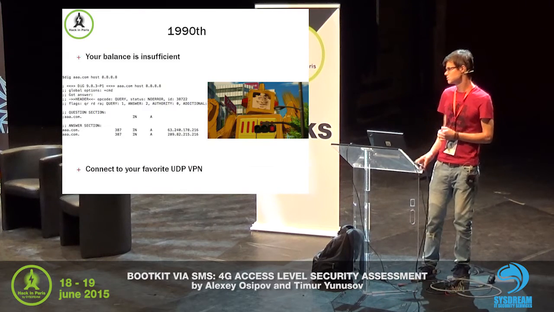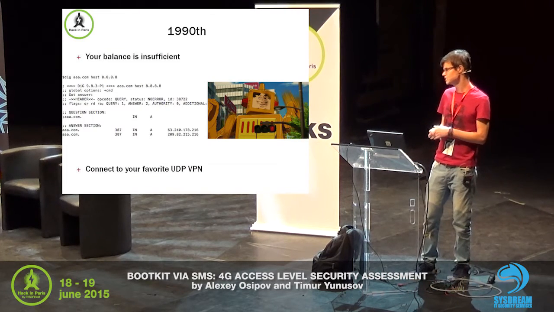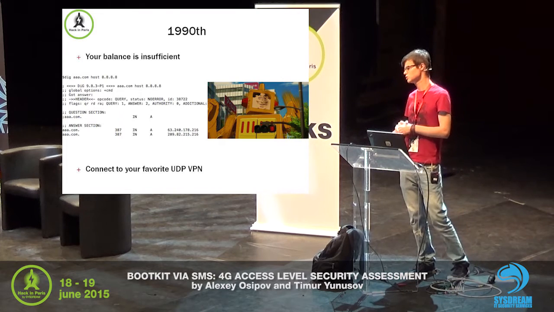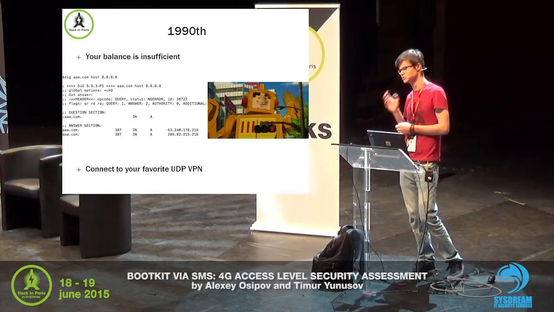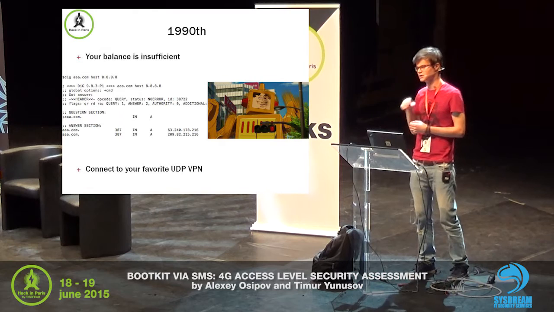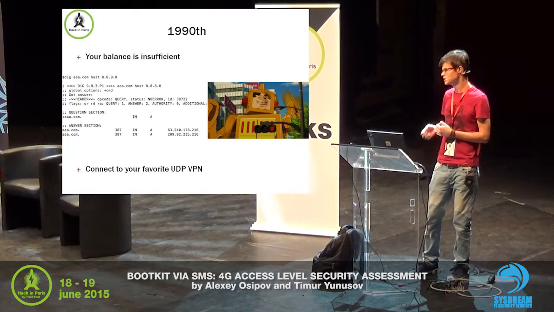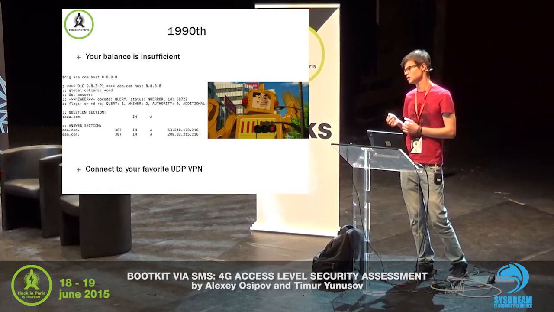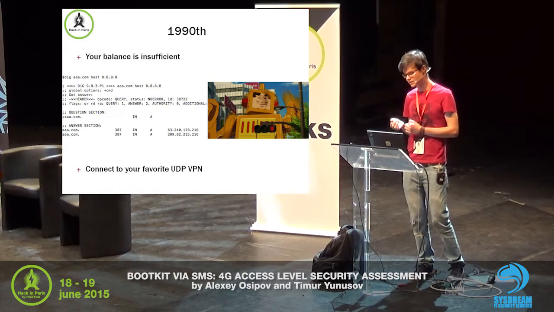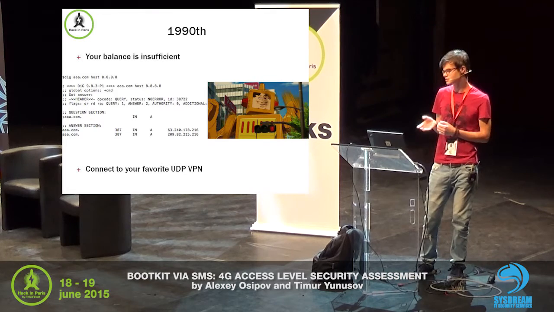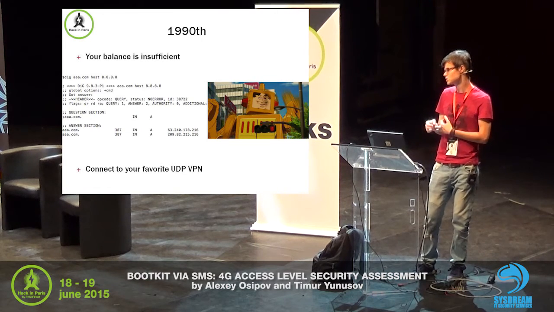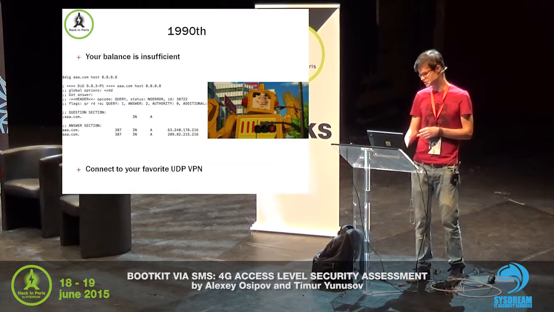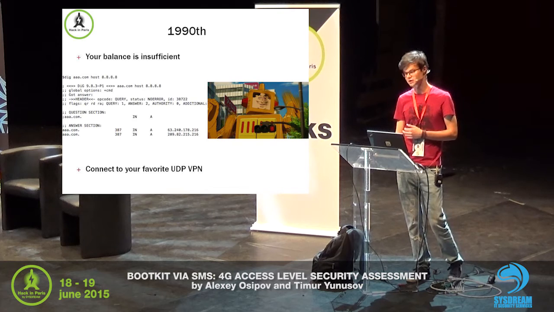And something like a hello from the 90s: when your balance is negative, you still can get access to the internet by UDP requests with DNS tunneling and so on. Internet providers fixed these vulnerabilities maybe 10, 20 years ago, but they are still present in mobile telecoms.